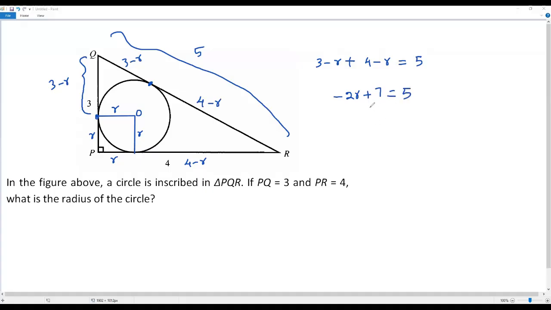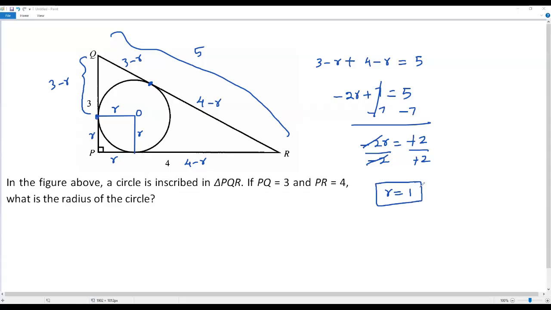Okay, now to solve for R, I have to isolate R. First, let me get rid of this positive 7. For that, I have to subtract 7 from both sides. Then I'm getting negative 2R equals 5 minus 7, which is negative 2. Now to solve for R, I divide both sides by negative 2. When I do so, the negatives cancel. Then R equals 2 divided by 2, which is just 1. I got the radius of the circle. The radius of the circle is 1.